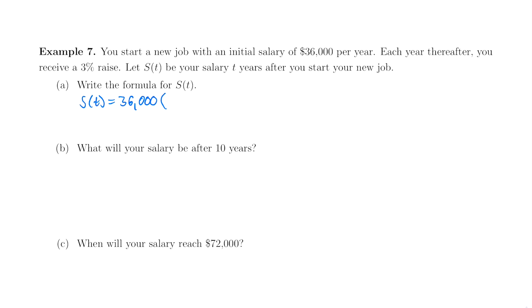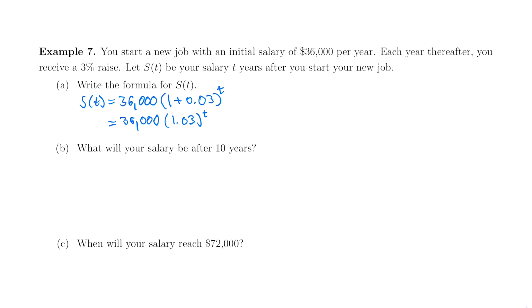Now we want to think about how it's growing. So again, we have the salary, we keep it, but then every year we are growing it by 3%. So that is 0.03, and we get to the t's power, because it happens every year. Every year you have your salary, and it gets more and more. So our final result will be 36,000 times 1.03 to the t's power.